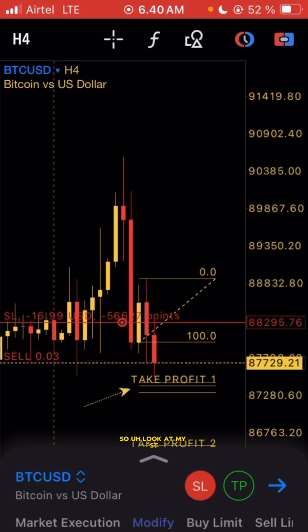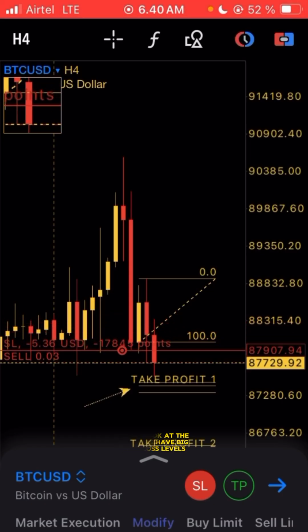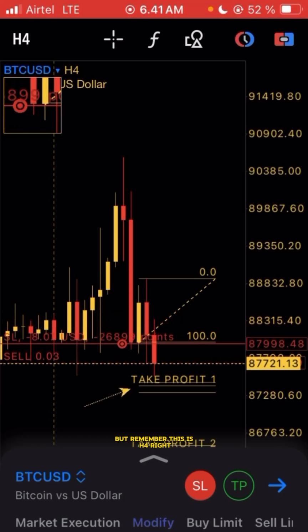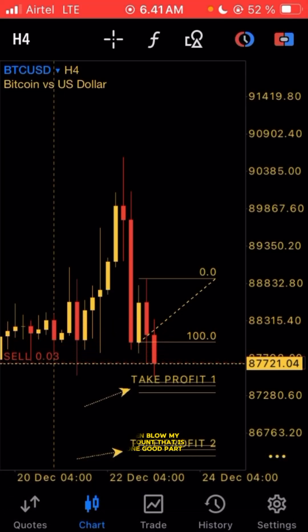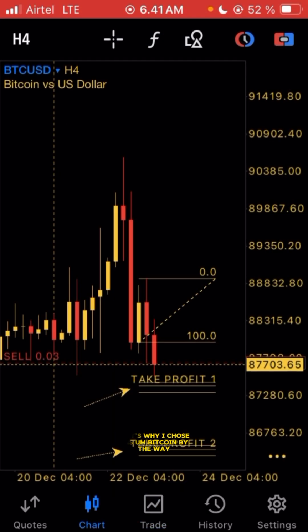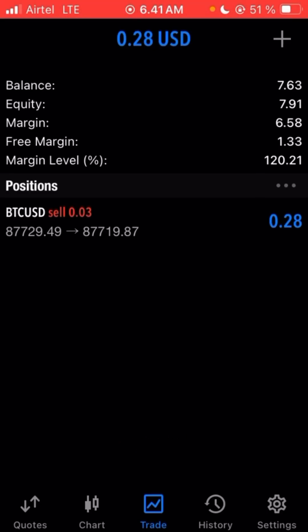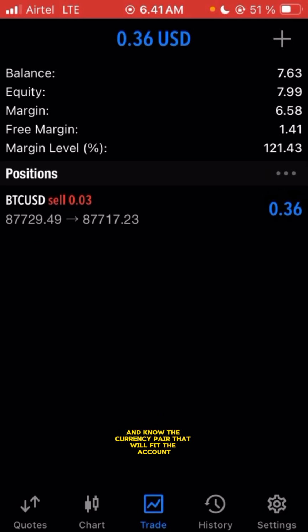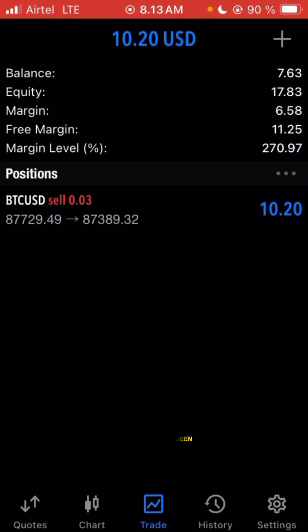Look at my stop loss. If you look at the range, we have big stop loss levels, but remember, this is H4, right? So it's going to take time before the market even blows my account. That is one good part. That's why I chose Bitcoin. By the way, one thing when you are trading small accounts is know your setup and know the currency pair that will fit the account at that very moment. That is very important. If you look at this right now, our TP1 has been hit, and look at it, $10 as profit.